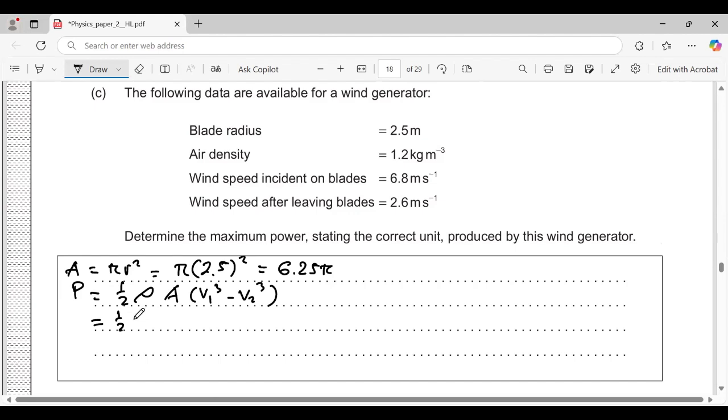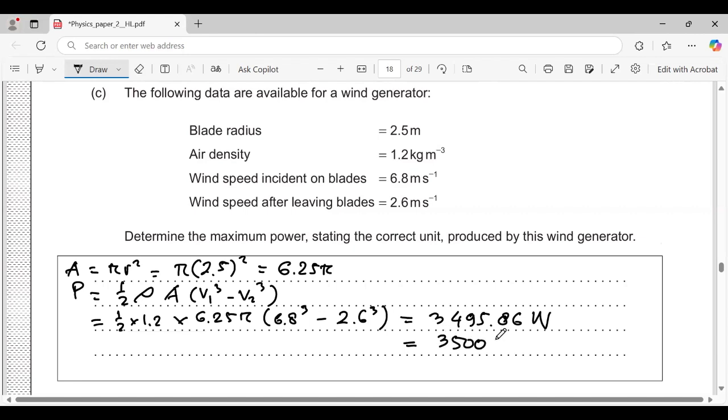So 1/2 rho is 1.2, this is 6.25 pi, and V1 is 6.8 cubed minus 2.6 cubed. And if you calculate, the result is 3,495.86 watts, or 3,500 watts.